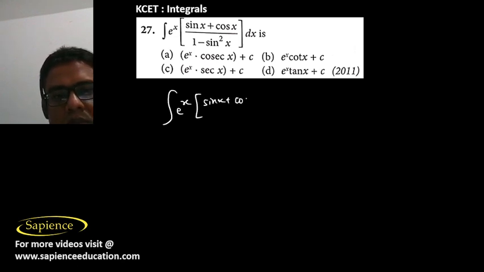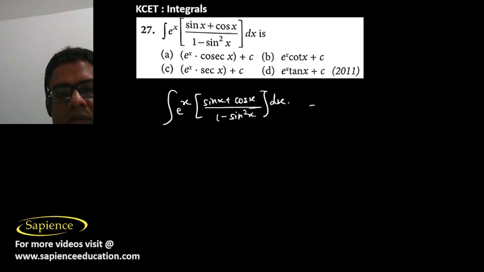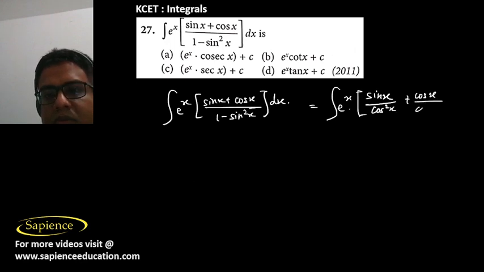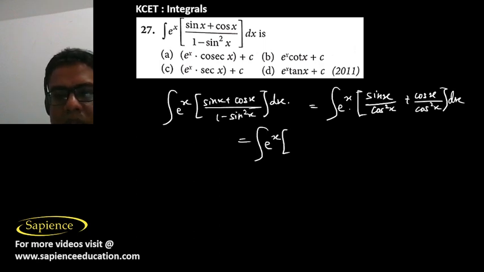Then it is told to find integral e power x into (sin x plus cos x) divided by 1 minus sin square x into dx. Now 1 minus sin square x is cos square x. So I can write integral e power x into, this is sin x by cos square x plus cos x by cos square x into dx. Now we can write this as e power x integral, sec x tan x plus sec x into dx.